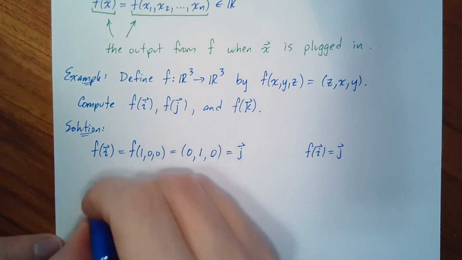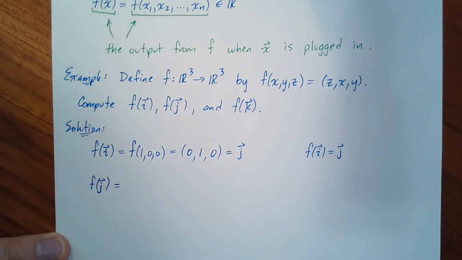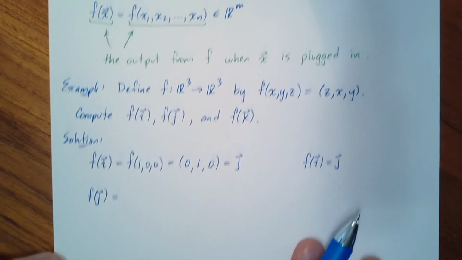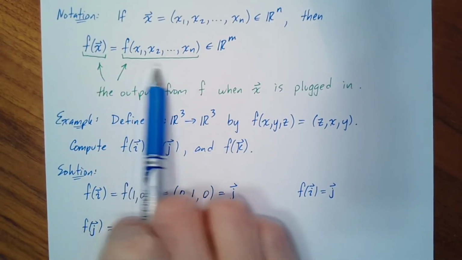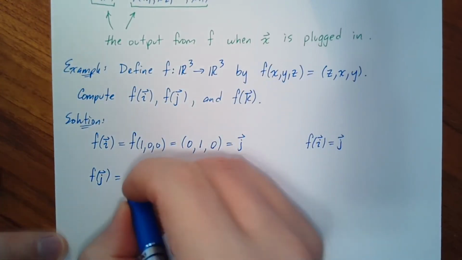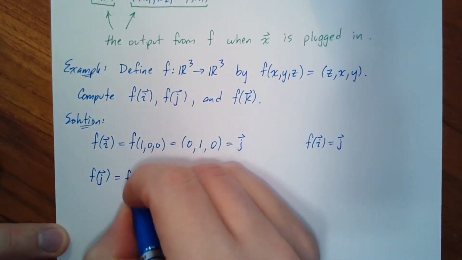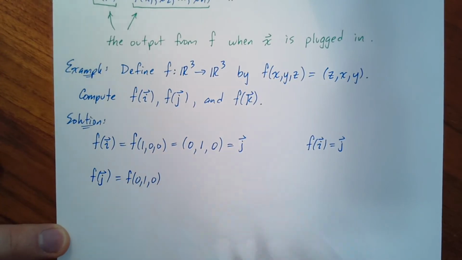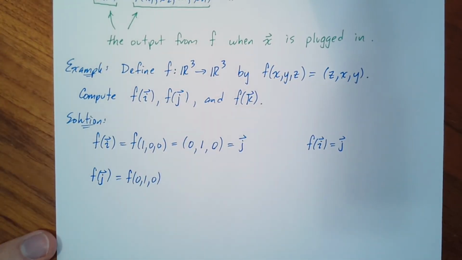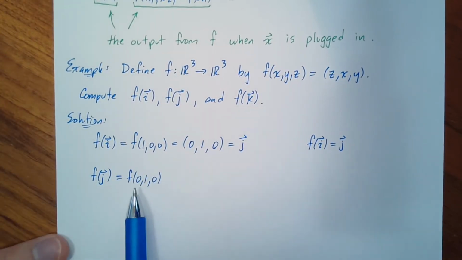Let's work out the other two now. F of j. Well, the first job would probably be to actually change the notation just so that it's written in this form instead. So we're going to have f of (0, 1, 0), because that's what the vector j is. It's the vector (0, 1, 0). Okay, and then, well, now what? Just do the same thing.